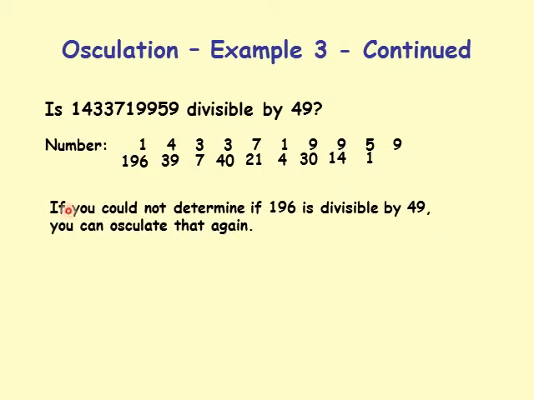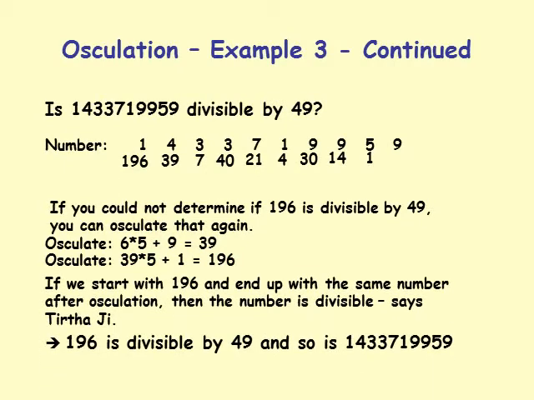Let's continue here. If you could not determine that 196 is divisible by 49, you can osculate that again. Let's see what I mean. I have 196 here. 6 times 5 plus the digit on left, 6 times 5 plus 9 is 39. Osculate again. 39 times 5, 5 is the proxy, plus 1 on left is 196. So we started with 196, we osculated and came back with 196. If you start with a number and end up with the same number after osculation, that number is divisible. So says Tirthaji.